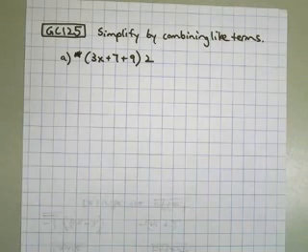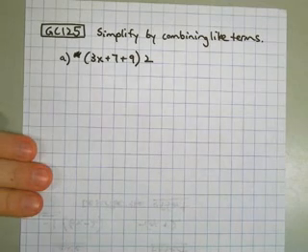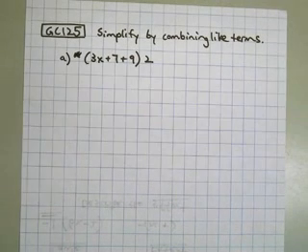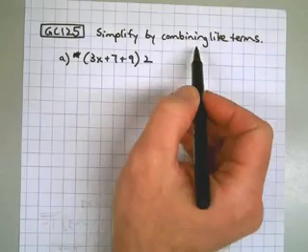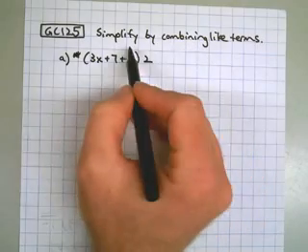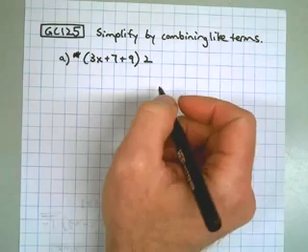Here we are working on GC125. The directions are to use the distributive property to simplify the following problems. Combine like terms where possible. I just rewrote the directions with the most important words here, which are to simplify by combining like terms.